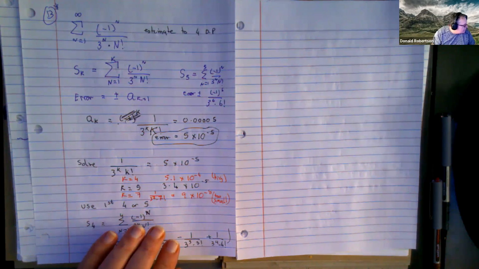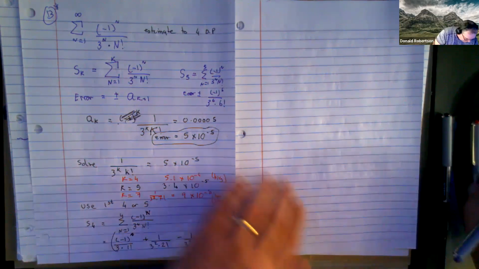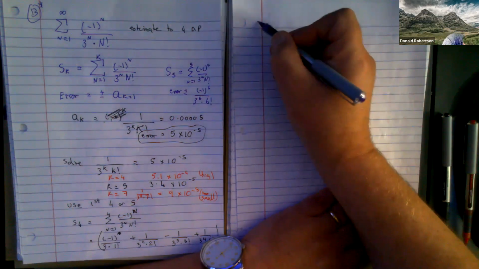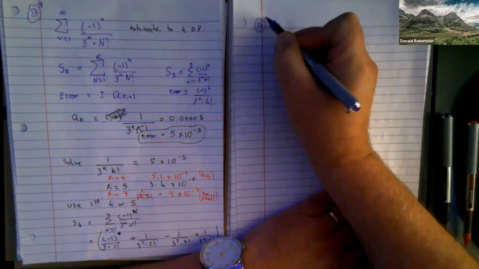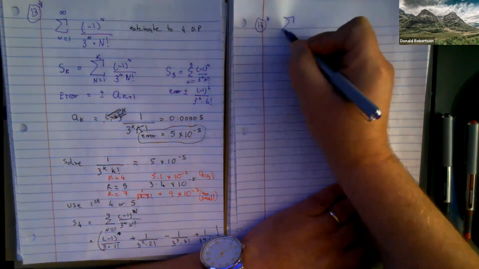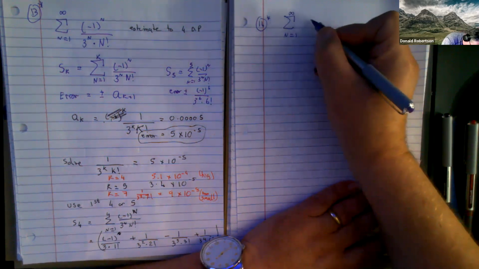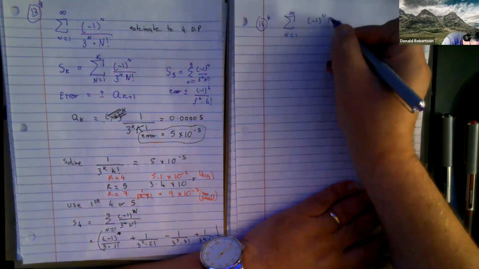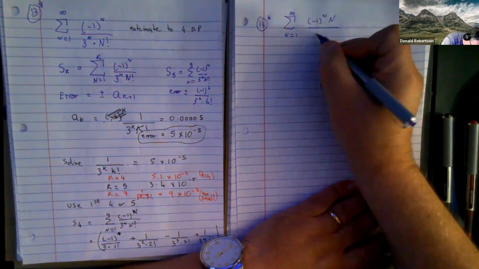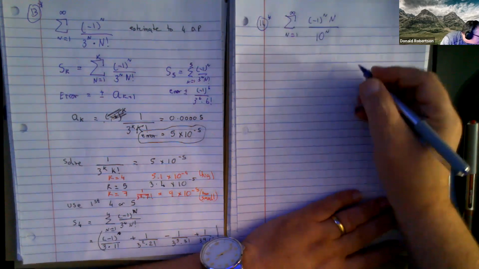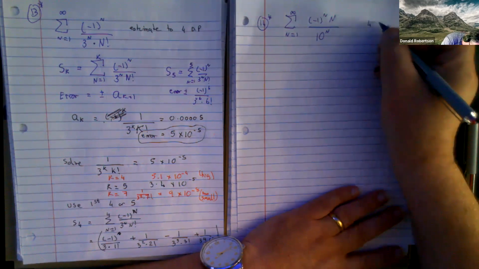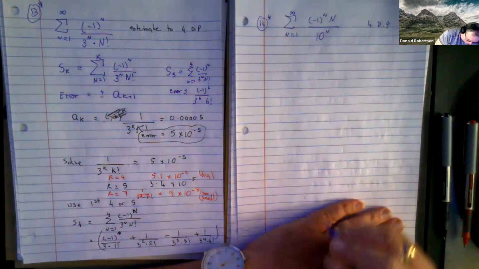So for the last version of that, and actually the last question for 14, we are being asked to find an estimate for this particular alternating series, and they want, again, 4 decimal places.